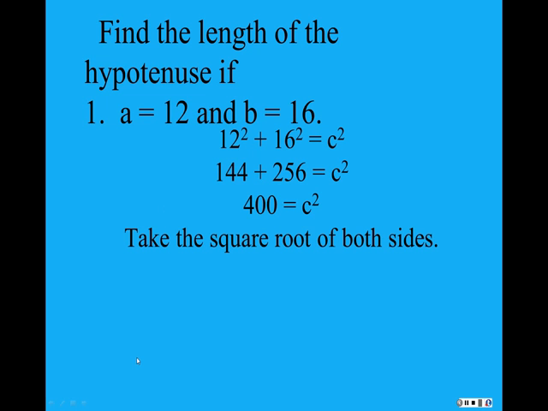You have to take the square root of both sides to get C. So when I take the square root of C squared, I just have C by itself. And the square root of 400 is 20.